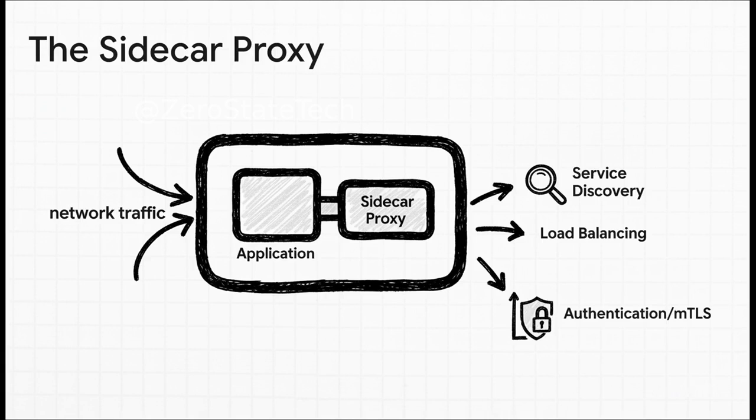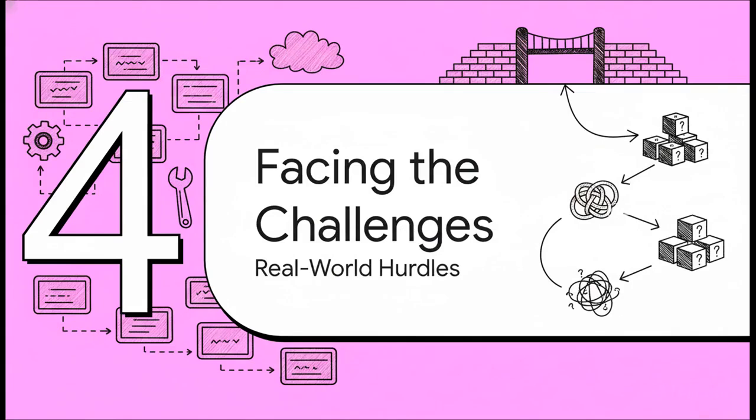Because it sits right there, it can do some incredibly powerful things. We're talking automatic service discovery, really smart load balancing, enforcing top-notch security with something called mTLS, and even generating all the metrics and traces you need for amazing observability. Okay, so we've just looked at some really powerful, high-level tools that solve very specific problems.